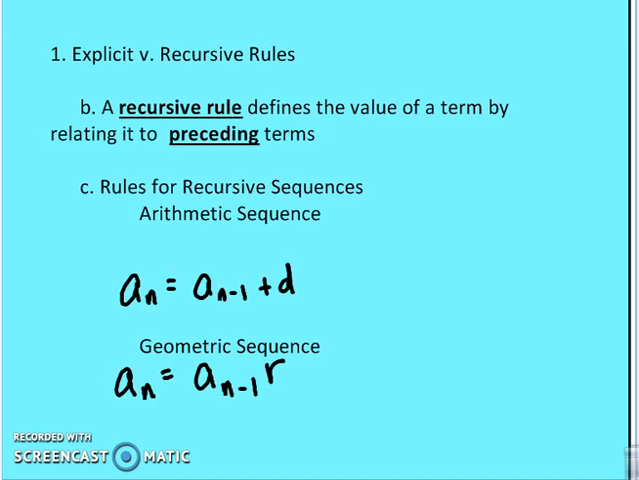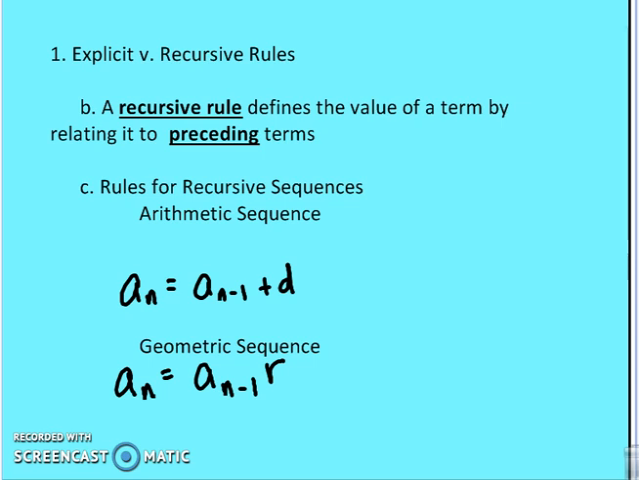All right, so let's talk about recursive rules. With recursive rules, you need the prior term and the common difference, or the prior term and the common ratio, in order to find the subsequent term. A recursive rule defines the value of a term by relating it to a preceding term.